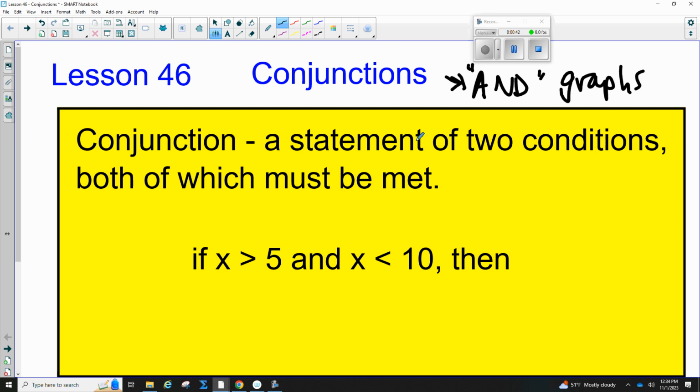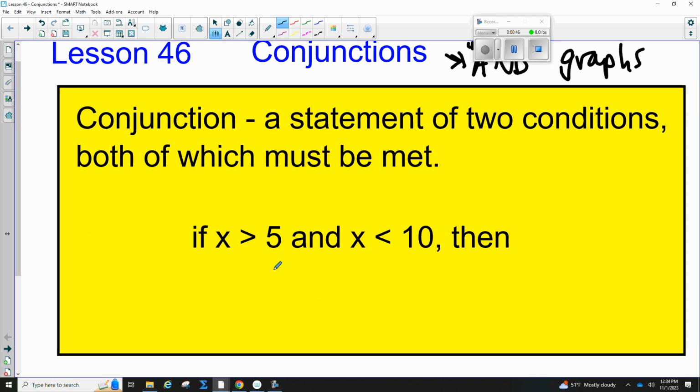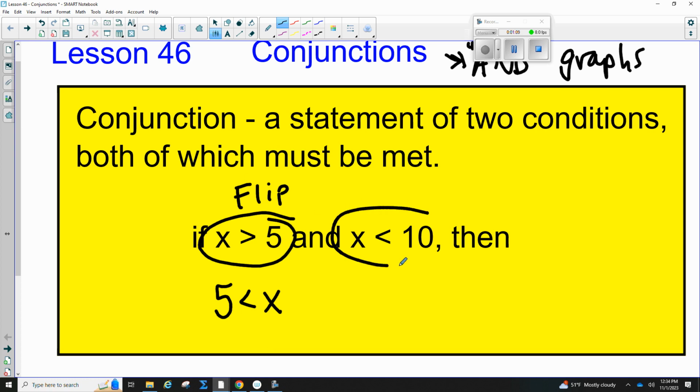The way we write these usually is we actually flip this one around, and it means the same thing. So if X is greater than 5, do you guys all agree that 5 is less than X? That means the same thing, right? X is bigger than 5, which means 5 is less than X, okay? And then we combine it into one thing. This guy's going to stay here. It's going to go like this, less than 10.